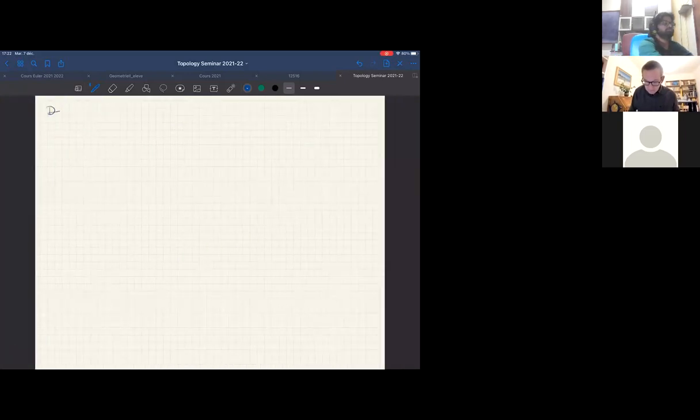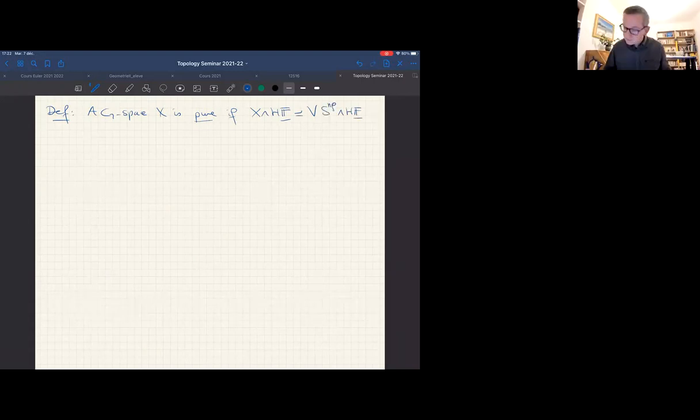But so let us define now. A C2 space X is pure if X smash this Eilenberg-MacLane spectrum splits as a wedge of suspended copies of this Eilenberg-MacLane spectrum, and the suspended copies will be along the regular representation, where rho is 1 plus the sign, the regular representation.